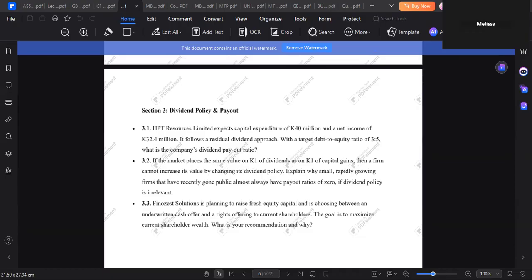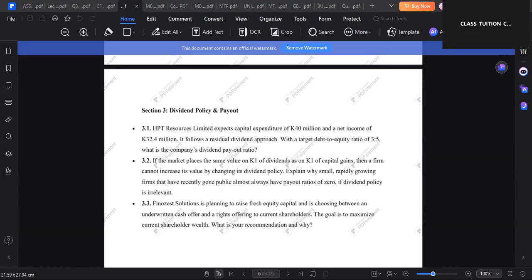Okay. Finos Solutions is planning to raise fresh equity capital and is choosing between an underwritten cash offer and a rights offering to current shareholders. The goal is to maximize the current shareholder wealth. What is your recommendation and why? Okay. So what topic are we looking at? So sources of funds, is it?